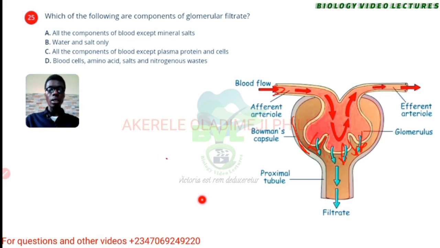Well, this is wrong. If blood should come to these filtrates, something is wrong. Let's say somebody is having glomerular nephritis, something is wrong. Water and salt only? No, that's not the only thing there. It says all the components of blood except plasma, protein, and cells.